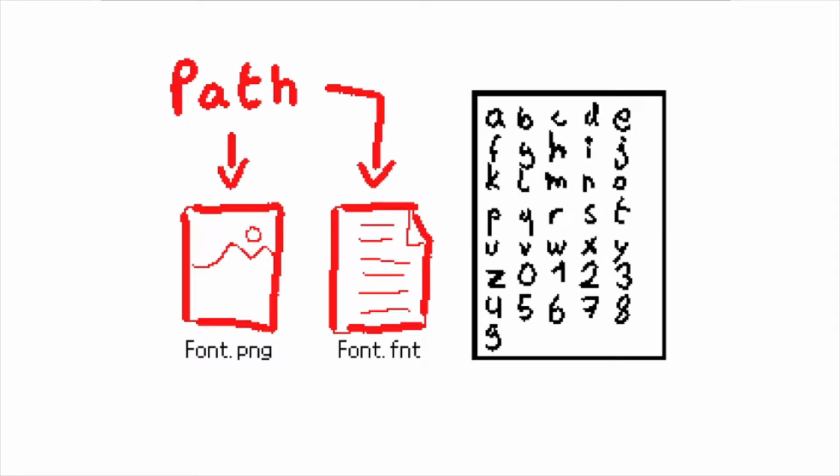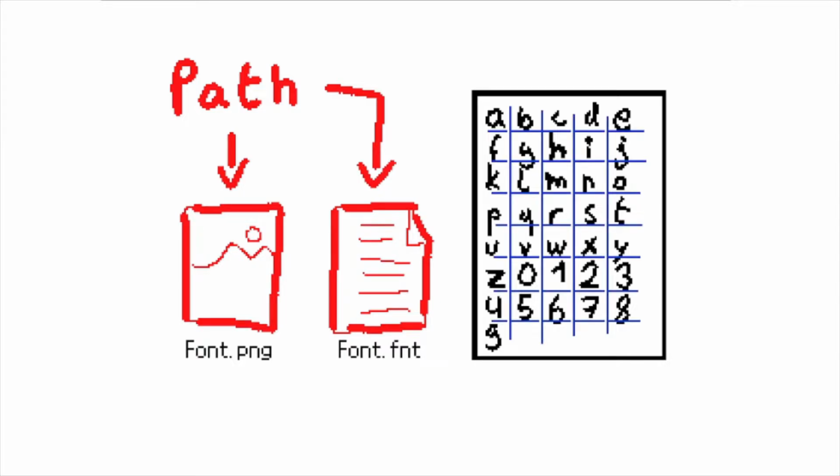The image is kind of self-explanatory. It's just an image with all the single characters written onto it. And then you also have the font file. The font file basically specifies the spacing between each character and where each character is located on the font sheet.